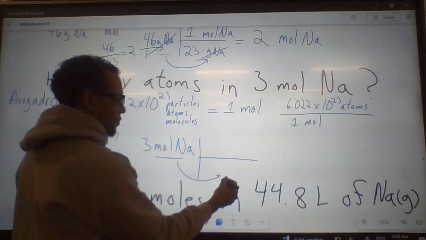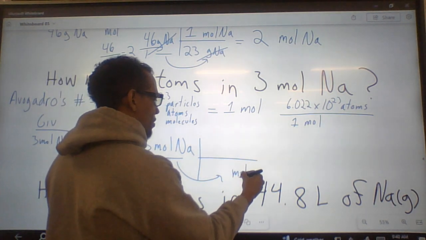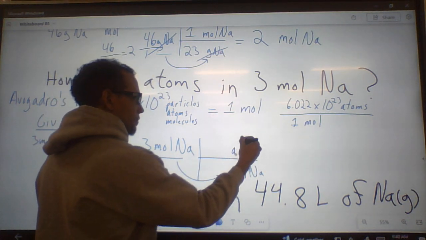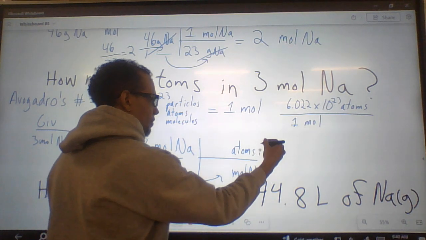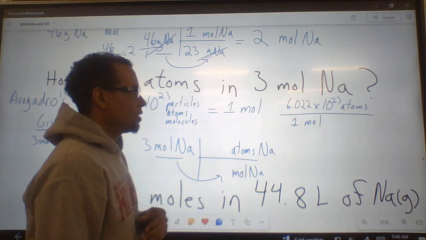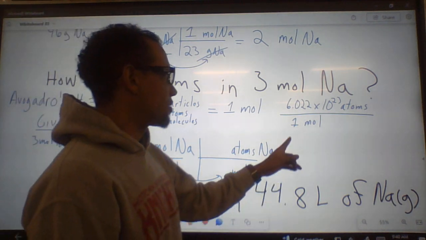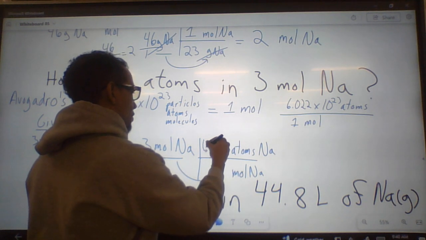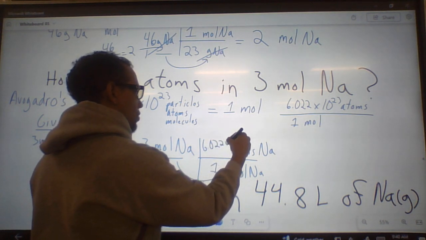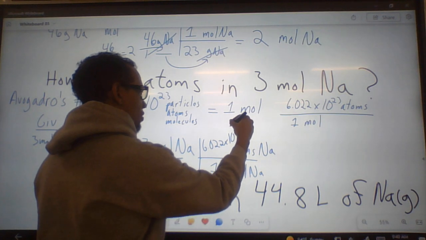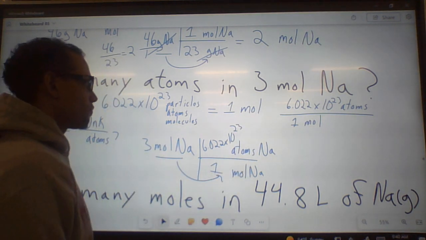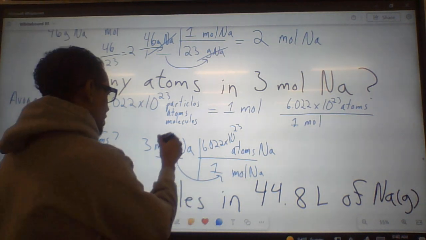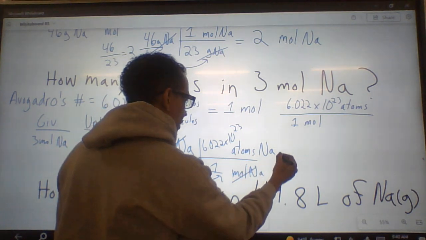This unit always comes over, so much so I always underline it. And then my unknown units go on top. All right, so now I just need to match. So this is 1 mole, and then this would be 6.022 times 10 to the 23rd. Oh, this is too easy. Mole of Na cancel. No problem.